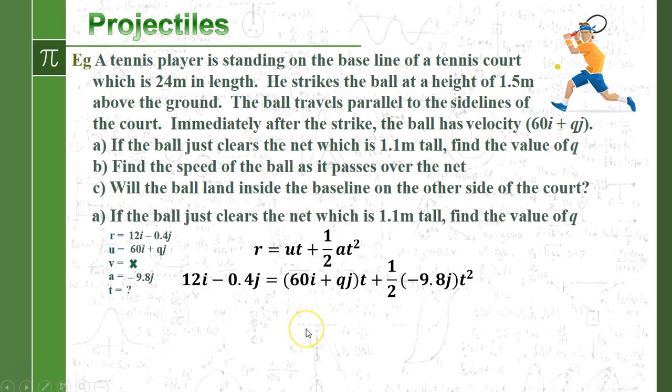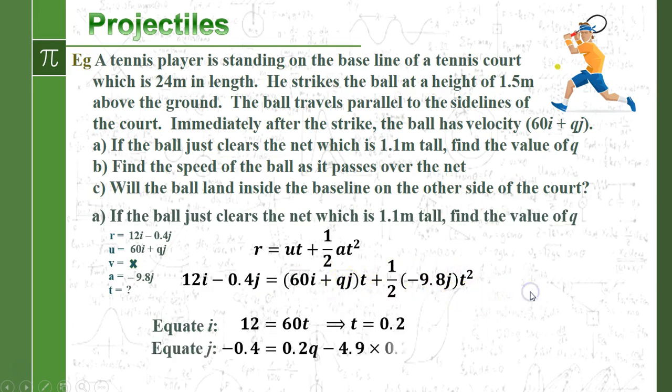Okay, so now let's have a look at what's going on. If we look at the i components, on this side I've got 12i, and on this side I've got 60it. So let's equate those two things, because that's going to allow us to work out the value of t, which is 0.2. Now if we go back to the j component, which is the thing I need because I'm looking for q, I've got minus 0.4j there. I've now got a value of t, so that gives me a qt there. We can work that one out.